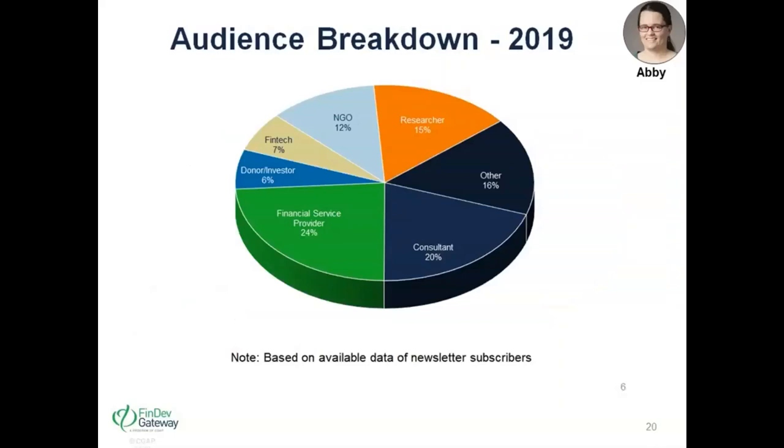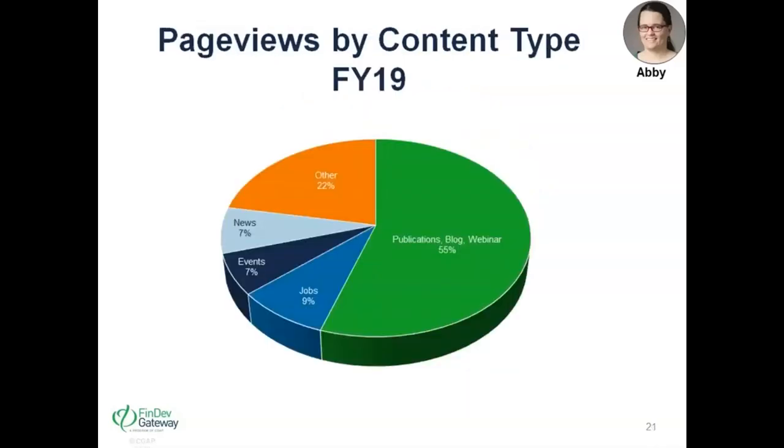So the biggest group of users work at financial service providers. So these are MFIs, commercial banks, cooperatives. And then the next group of 20% are consultants. So often these are working with FSPs to support them, provide technical assistance, et cetera. And then we have researchers with 15%, NGOs, 12%, and then smaller groups that come from fintechs and donors and investors. So this audience, these users, what kind of content are they looking for?